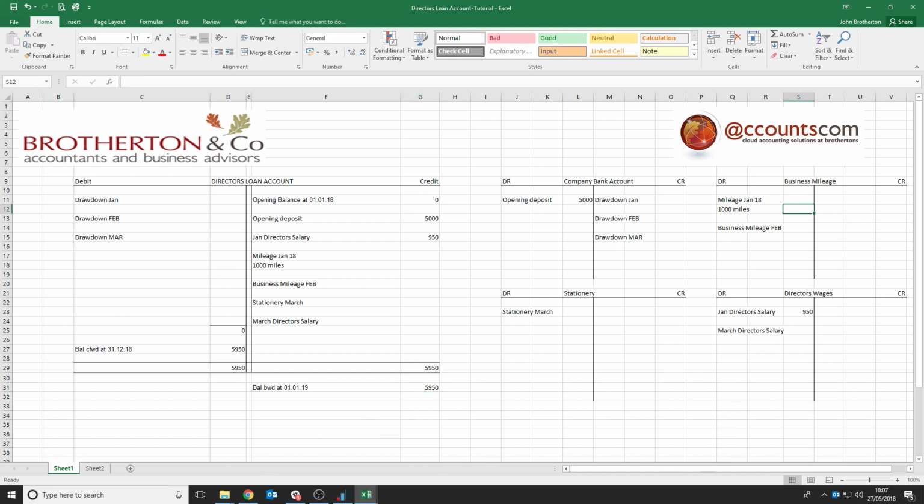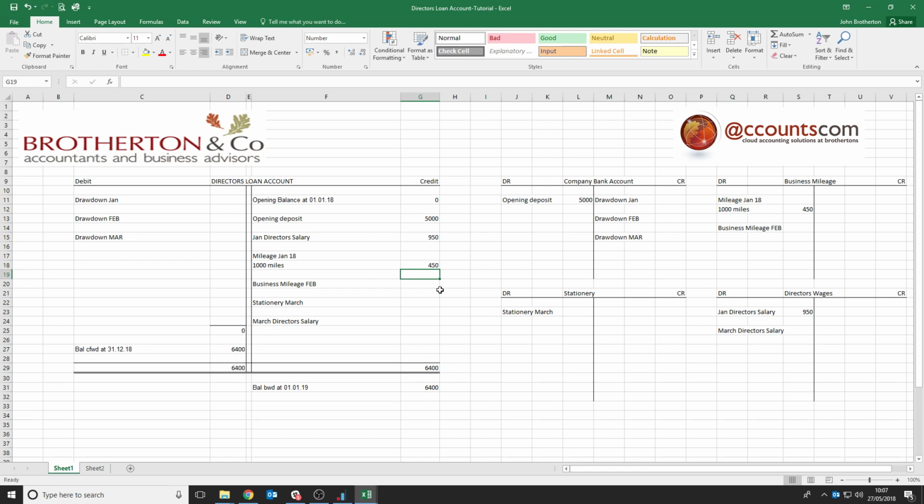In January we may have done 1,000 business miles, so if we're claiming 45p a mile, we can claim up to 45p a mile for the first 10,000 miles in a 12-month period. So we've claimed that £450. Again, the company director has funded that fuel out of his own pocket, so he's used his own money to pay for his fuel, and he hasn't had the money from the company for that £450. We would be netting that as a credit to the director's loan account.